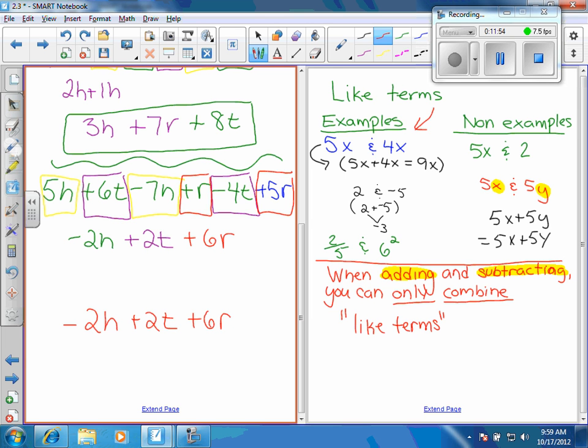Yes, and even one more step, almost always, and you should just do this as a habit, you would write your final answer alphabetical. So, H, R, T, right, you'd have negative 2h plus 6r plus 2t. That's your final answer.